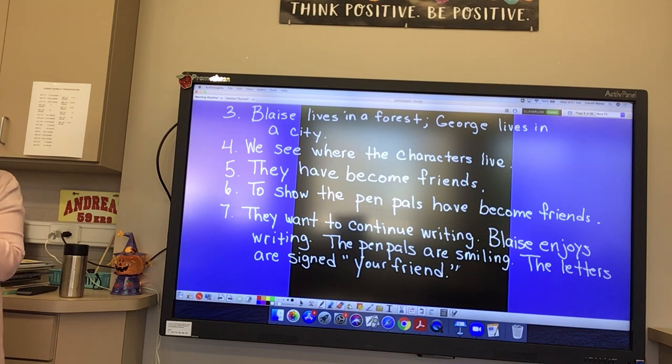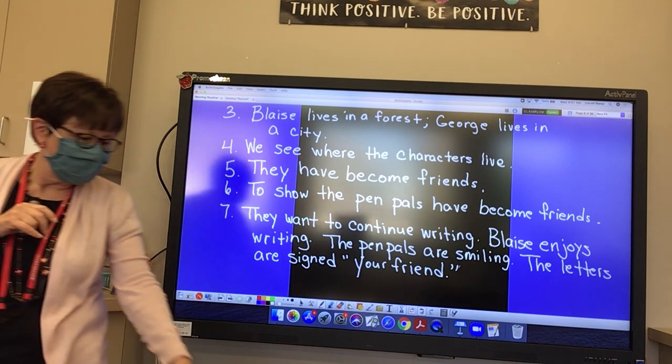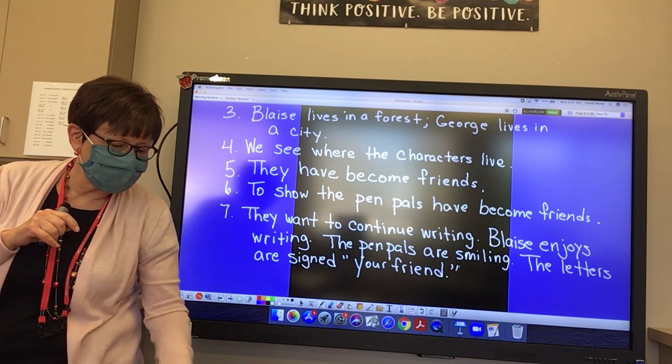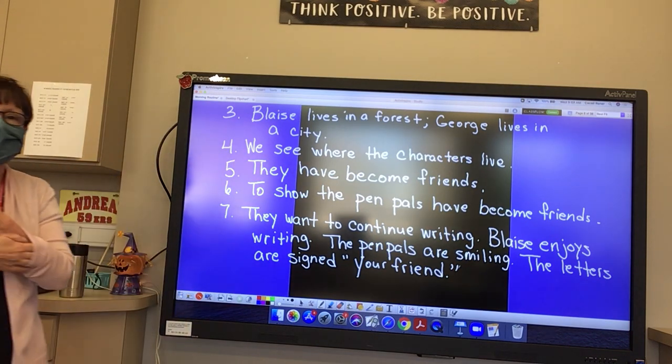Yes, Olive? In the illustration, they both have bags. What do they both have? Bags. Oh, they do both have bags. Very similar kind of backpacks.